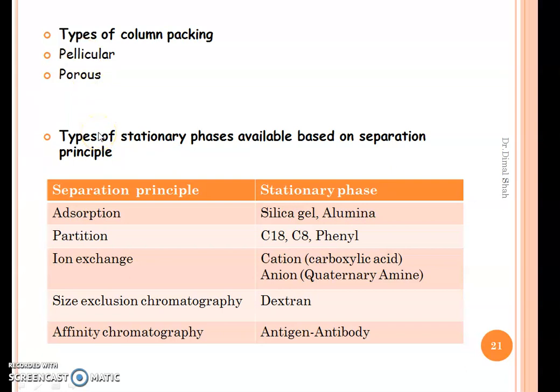For example, the different stationary phases that are available based on separation principles are given in the table. For adsorption chromatography, we have silica gel and alumina. For partition chromatography, we have C18, C8 and phenyl. For ion exchange, we have cation exchange and anion exchange resins. For size exclusion chromatography, we have dextran. And for affinity chromatography, we have antigen-antibody kind of reactions, where the antigens are coated on the stationary phases.